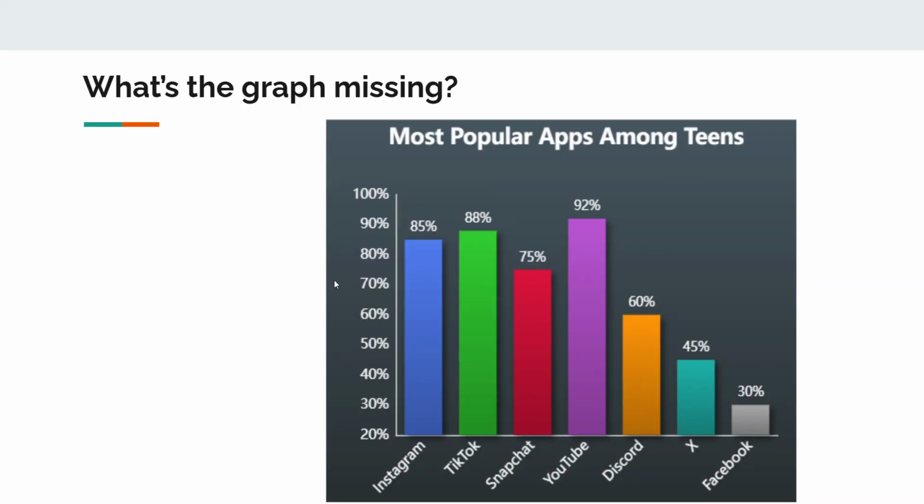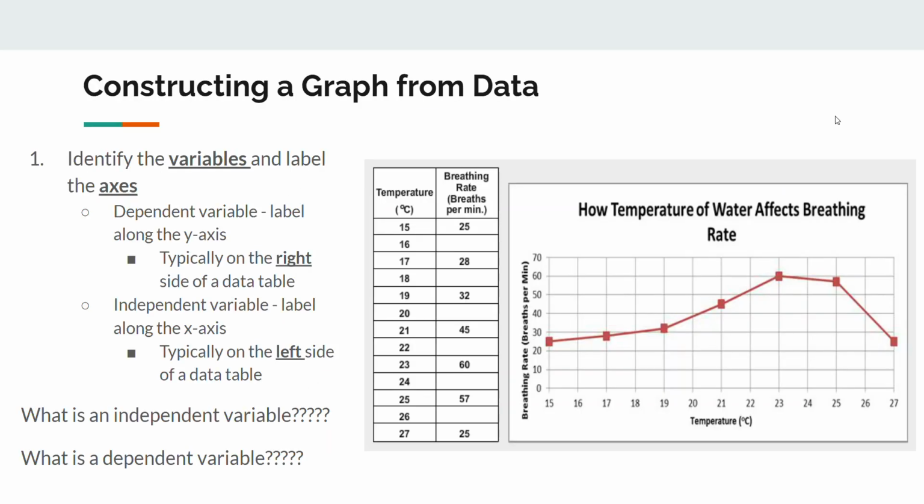It is missing axis titles. Okay, so y-axis and x-axis. I want you to think about what the axis titles would be if you were making this graph. What would you make the titles be? I would maybe do something like percentage voted on, or percent favorite, something like that. And then app. Okay. All right, constructing a graph.